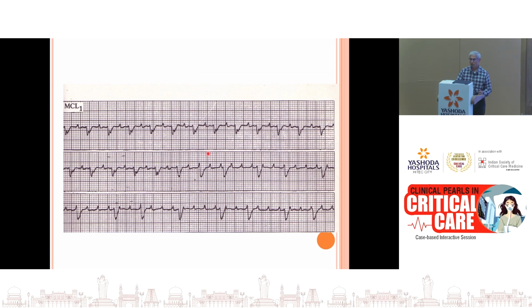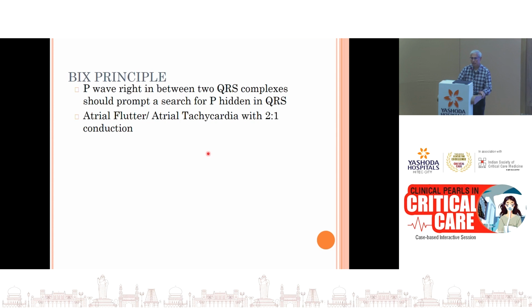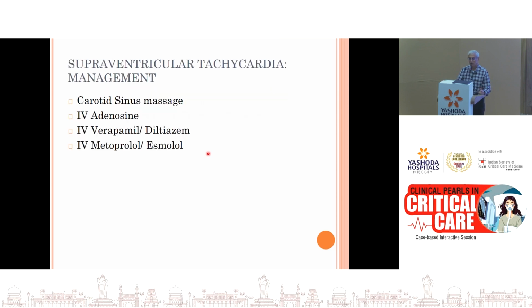This is the situation where, when you see a P wave right in the middle of two QRS complexes, you have to look for a hidden P wave within the QRS complex. Now you can see that the QRS complex is slurred because there's a P wave superimposed on it. This is called the Bix principle. The Bix principle suggests that if there's a P wave right in the middle of two QRS complexes, you should try and look for a P wave that is hidden within the QRS complex. So this is typically an atrial tachycardia or an atrial flutter with 2-to-1 AV conduction, and you can unmask the hidden P waves by doing a vagomimetic maneuver such as a carotid sinus massage.